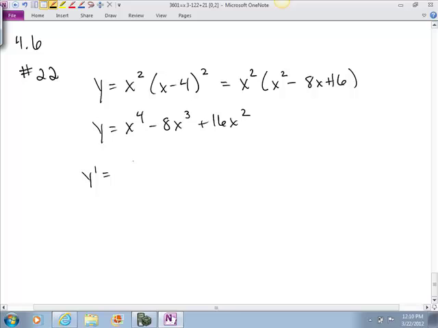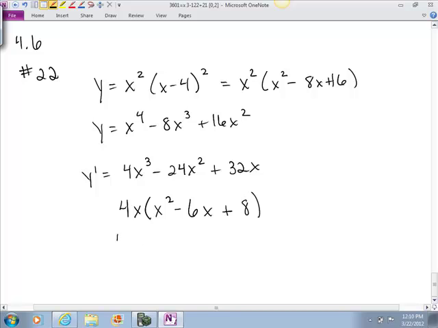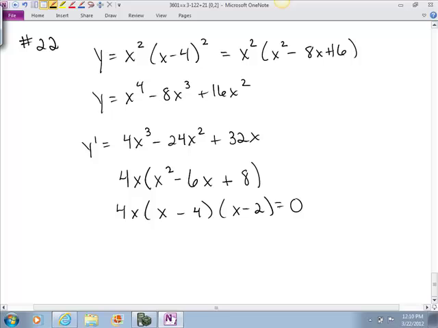So y prime is equal to 4x cubed minus 24x squared plus 32x. And then we can factor 4x out of that, and we'll get x squared minus 6x plus 8. Okay, and then that factors as (x minus 4) times (x minus 2). Okay, and to find the critical numbers, we'll set that equal to 0. And so we get x equals 0, 4, and 2 are the critical numbers.